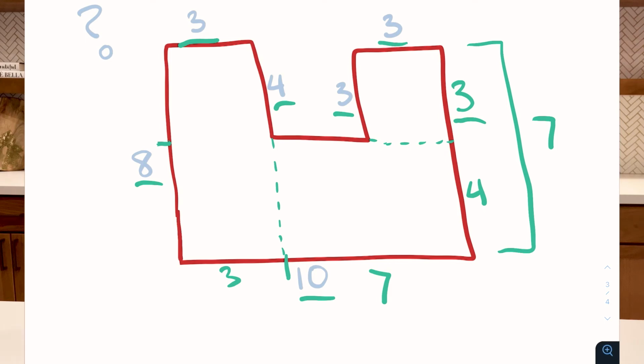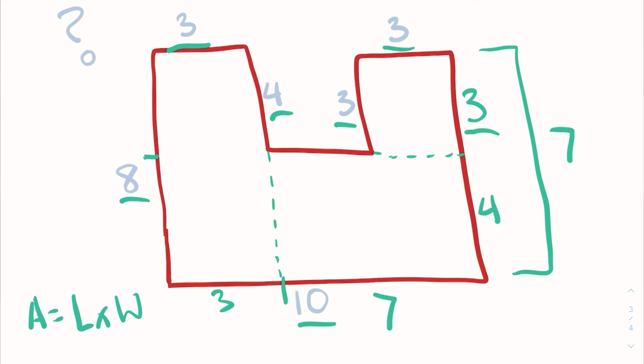Now, the formula for area is equal to length times width. So let's do that several times. Right here, I've got an 8 and a 3. So I am going to do 8 times 3, which gets me to 24. Next, I've got a side length of 3 and another side length of 3. That gets me to an area of 9. And then I've got a side length of 7 and a side length of 4, leading me to 28.